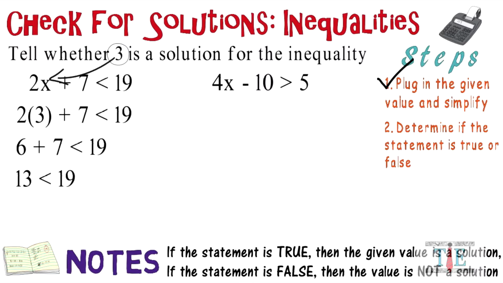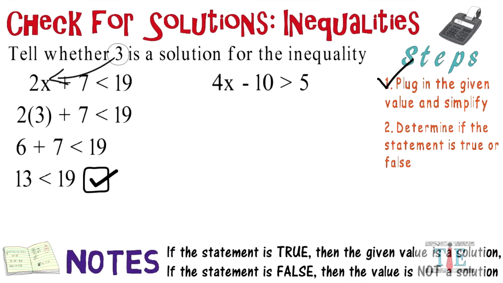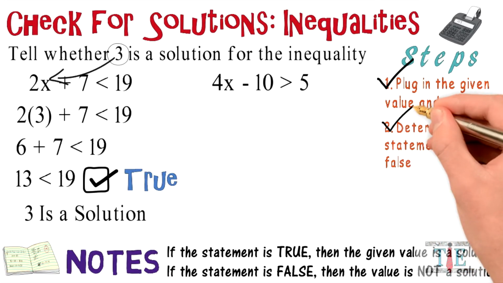So let's take a look. 13 is less than 19. That's true. This is actually a true statement. And if we go to our notes, then it is a solution, right? 3 is a solution. Let's check off number 2.